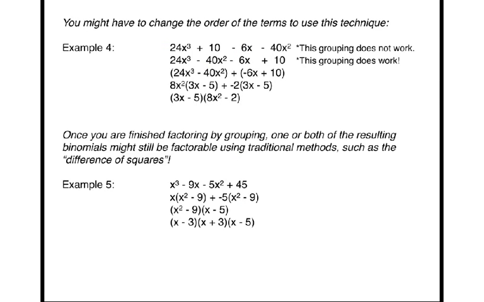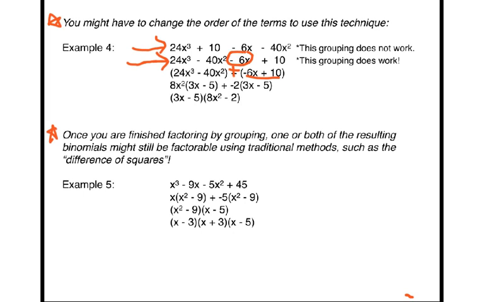Here's another example, because you might have to change the order of the terms in order to even use this technique. You'll notice that the way it's written down in the first line doesn't work. It won't work. If you try it out on a sheet of paper, you'll find out that the two binomials left behind are not the same. However, by changing the order of the terms, this will work by factoring by grouping. Again, notice I put the negative with the 6 inside with the negative 6 in this binomial, and I placed a plus sign in between the two.